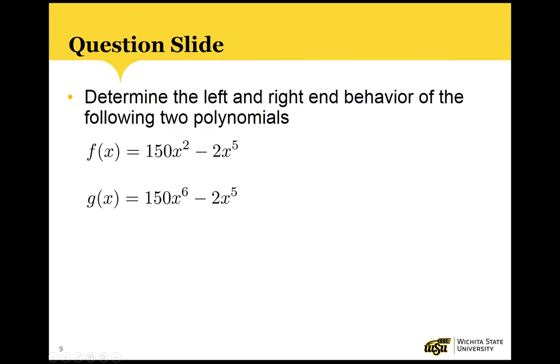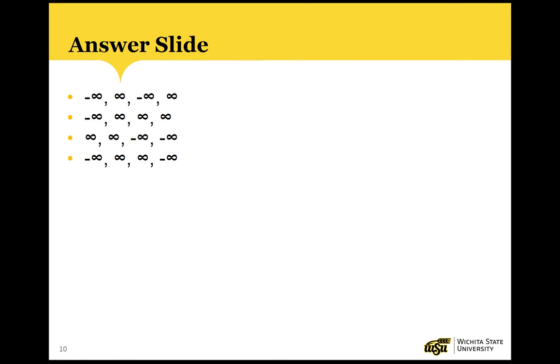And to finish up, I would like you to determine the left and right end behavior of the following two polynomials. f of x equals 150x squared minus 2x to the fifth, and g of x equals 150x to the sixth minus 2x to the fifth power. Here are your potential responses, keeping in mind that you're looking at the left and then right end behavior of f of x, then g of x.